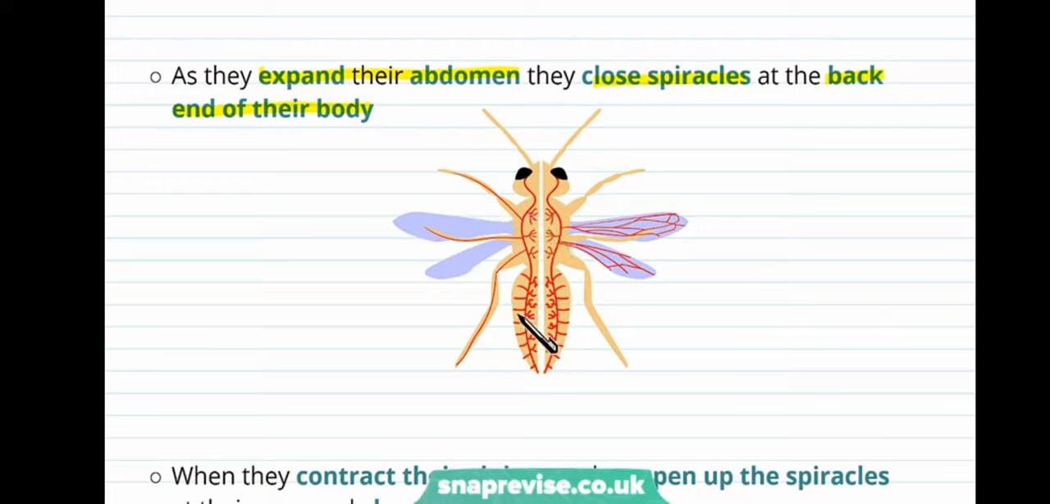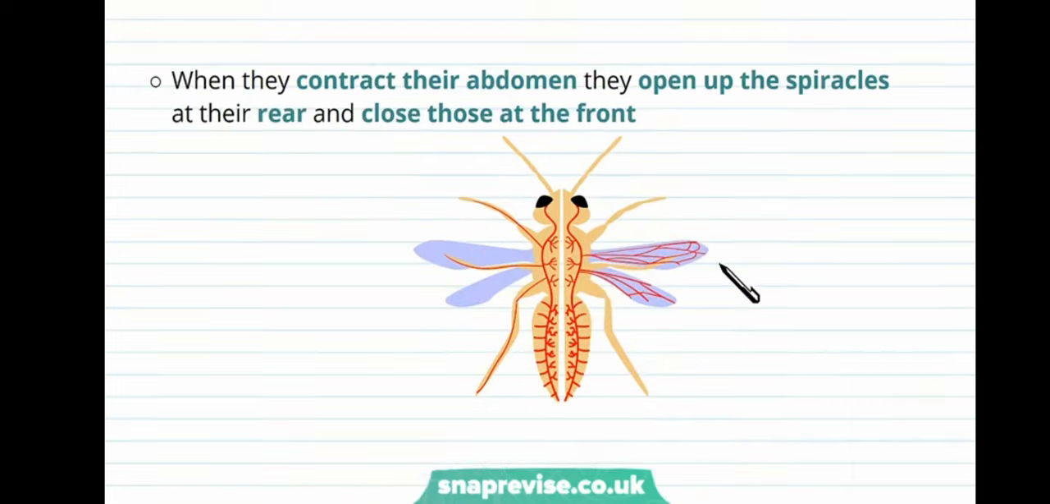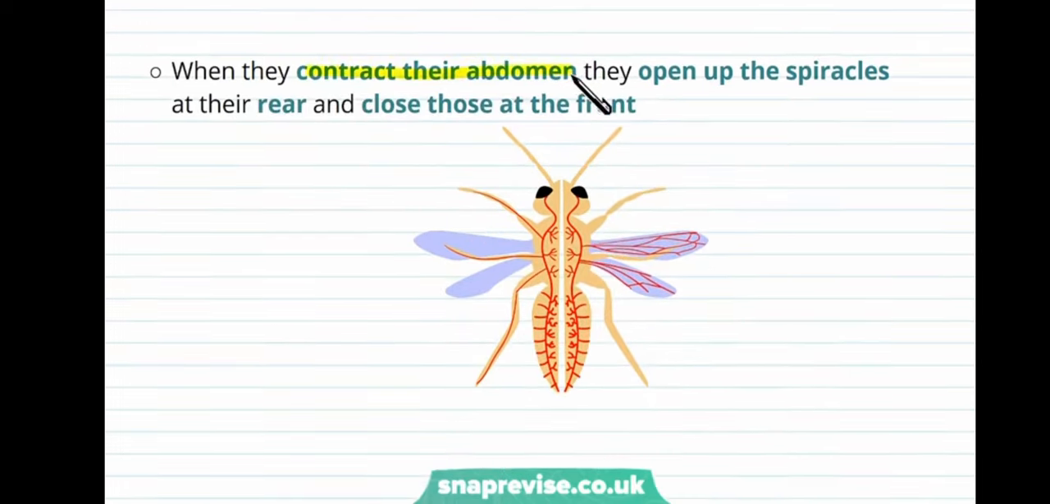So what we have is the abdomen expands and the spiracles contract on this end. So we actually have a closure of spiracles at the back of the body, but an entering of air in the front of the body or at the abdomen. And then once they contract the abdomen again, in the next part of the cycle, they open up the spiracles at the rear and close those at the front.